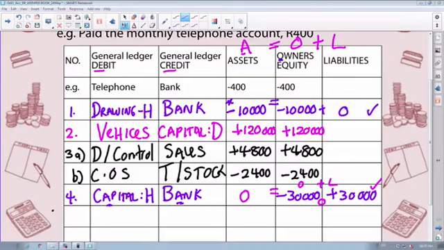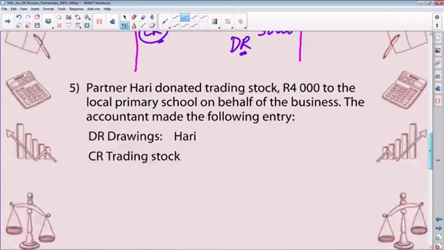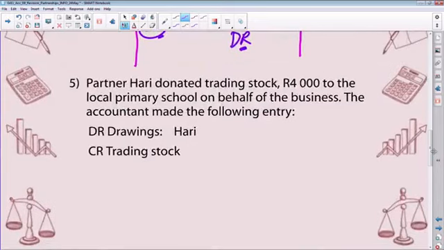Let's carry on. I think we've got one more transaction to look at, and then we can look at our next question. There's two more. Number five, guys. Partner Hari donated trading stock, 4,000 Rand, to the local primary school on behalf of the business. The accountant made the following entry. Let's firstly understand the transaction, then let's look at the entry made by the accountant. Partner Hari donated trading stock to the local primary school on behalf of the business. He did not take it for personal use. So he took some stock out of the business and he donated the stock.